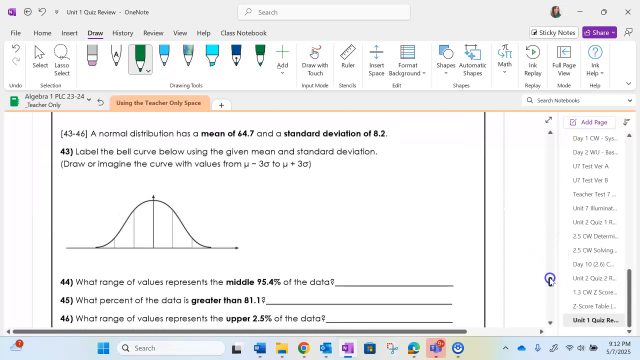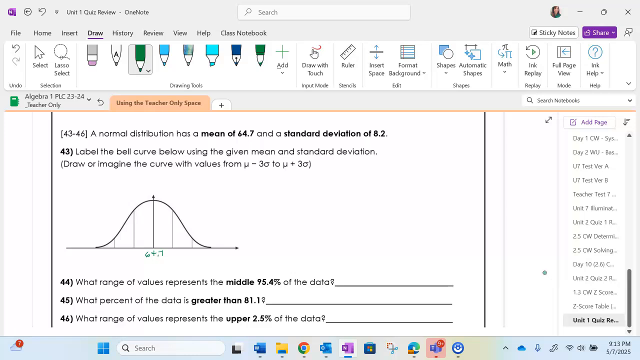All right, this one, the mean is 64.7, and the standard deviation is 8.2. So I'm going to do 64.7 plus 8.2, and that gives me 72.9. You've got to write kind of small. And I'm going to add 8.2 again, and I get 81.1. Just remember there's 3. And I'm going to add 8.2 again, and I get 89.3.